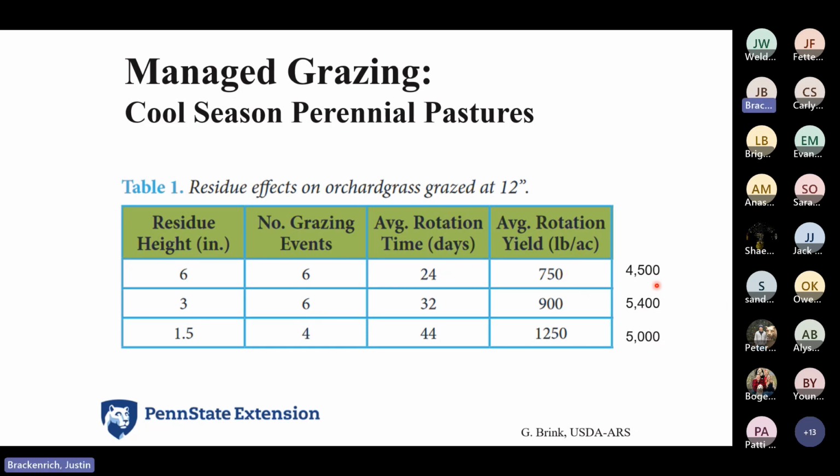The important part that I want to land here is we did get quite a bit of forage, right? We got 5,000 pounds of forage to the acre when we were overgrazing. We got more of it, though, when we were going to this 3 inches, and we got 5,400 when we stayed at this. We were getting 6 grazing events compared to the 4, and we had a much quicker return time because this was the amount we wanted to find.